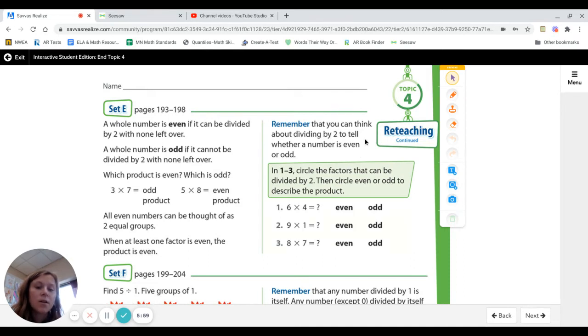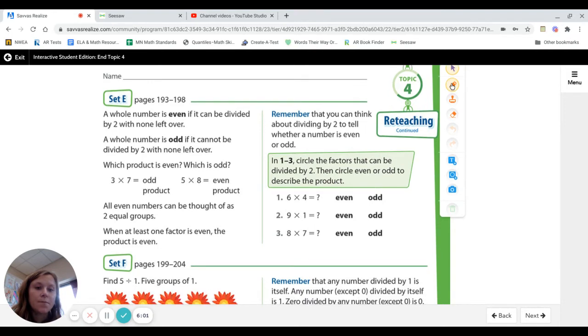Remember that you can think about dividing by 2 to tell whether a number is odd or even. So for number 1, we want to circle the factors that can be divided by 2. So I know 6 can be divided by 2 and 4 can be divided by 2. So I know the product will be even. Number 2, 9 cannot be divided by 2. 1 cannot be divided by 2. So I know my product will be odd. Number 3, I know 8 can be divided by 2, but 7 cannot. So I remember my rule over here, when at least one factor is even, the product is even. So I know 8 is even, so I know my product will be even.